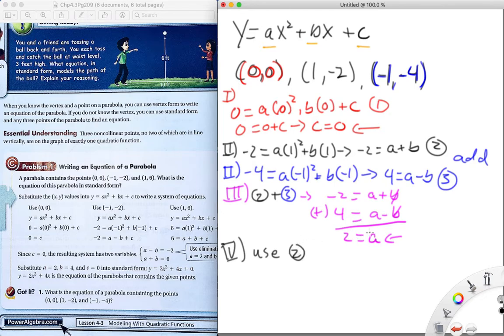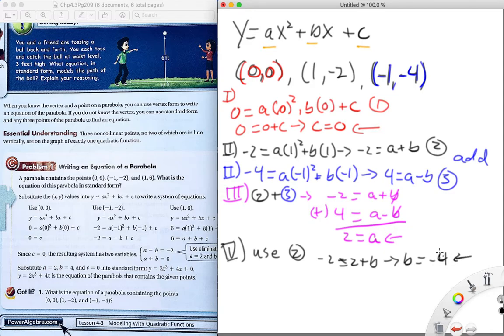And then since I know what a is, I can substitute 2 for a. So this is going to be negative 2 equals 2 plus b. And then I'm going to subtract 2 from both sides, and I'm going to get that b is equal to negative 4.